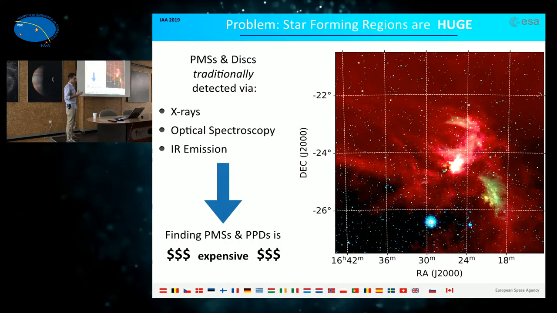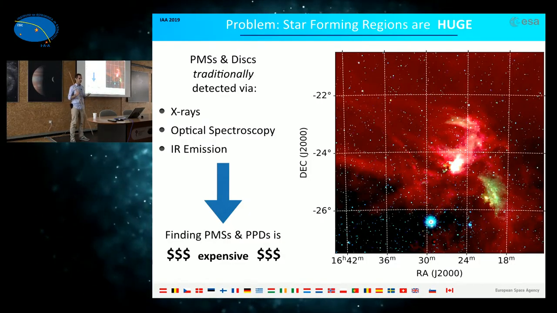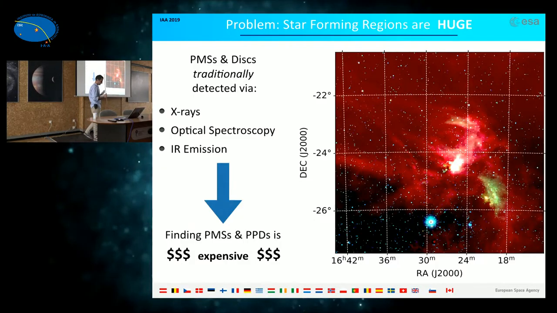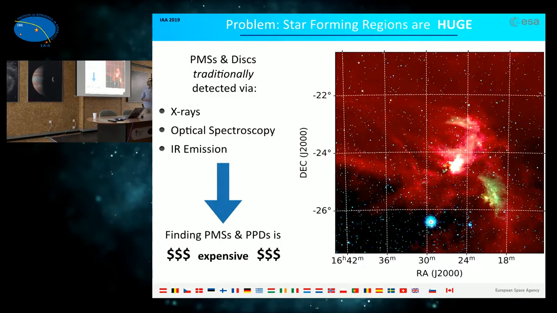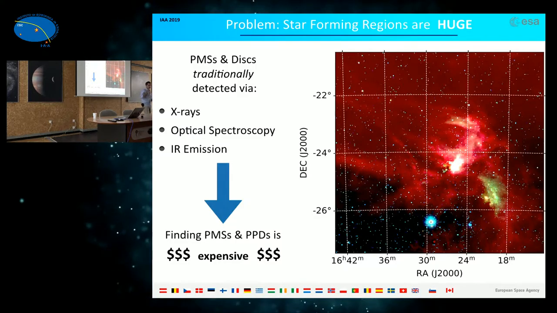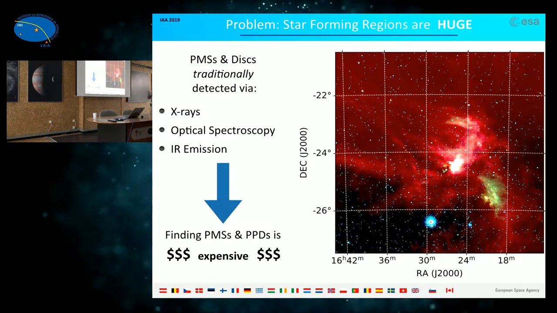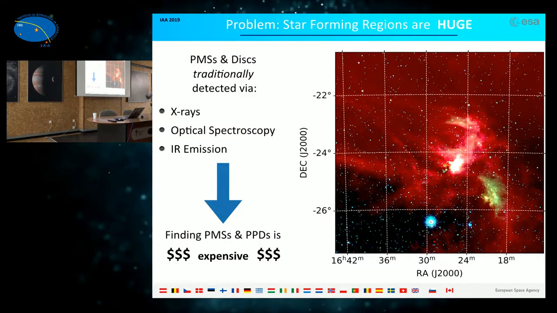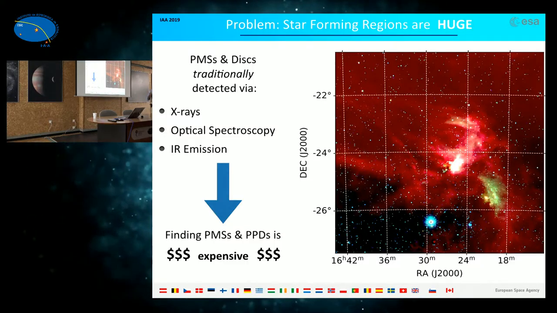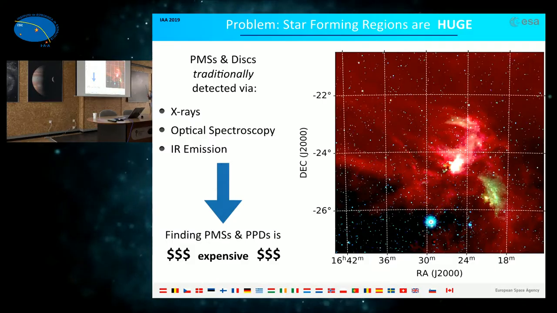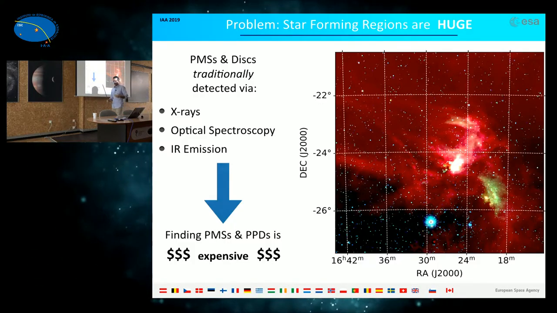Now, in the past, pre-main sequence stars and also their associated protoplanetary disks have been traditionally detected using a combination of methods, either using X-rays, because young stars are very active in X-rays, especially T Tauri stars, also using optical spectroscopy, mainly because young stars are accreting all the material that surrounds them, and because of that, they are very bright in H-alpha, and also if you study the H-alpha line, you will see that it's very broad with many complex profiles. And of course, if the stars are surrounded by a protoplanetary disk, which is quite common, the disk will emit at infrared wavelengths, because the dust will reprocess the stellar light and emit at these wavelengths.